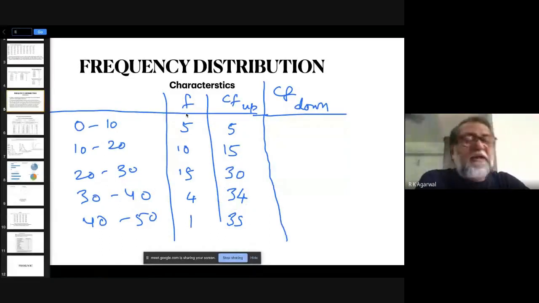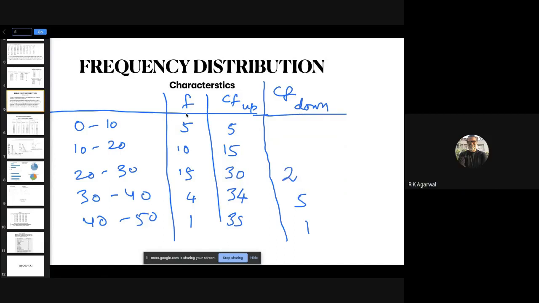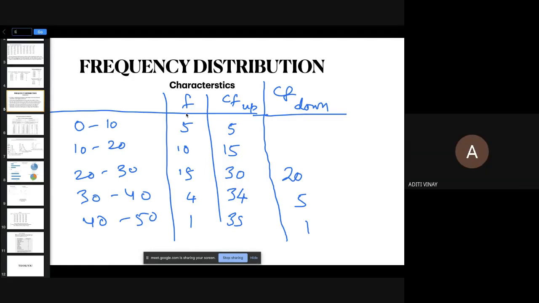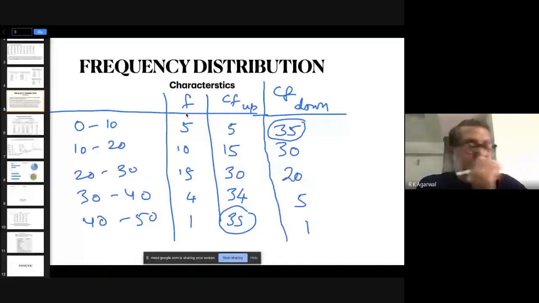What about cumulating down, and how do we do it? So we start with the highest class. This is 1. Then add 4. This is 5. Then add 15. This is 20. Then add 10. This is 30. And then finally you have 35. Of course, this and this should be equal because they represent the total frequencies.